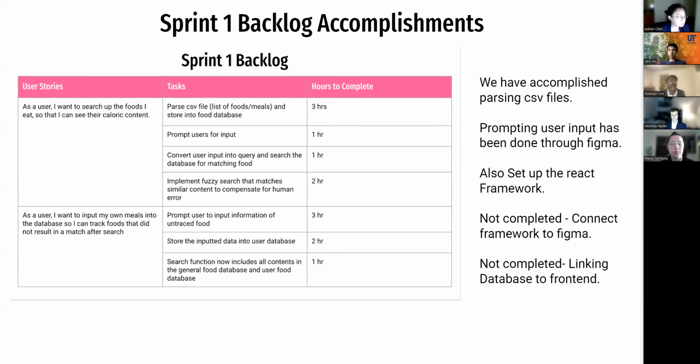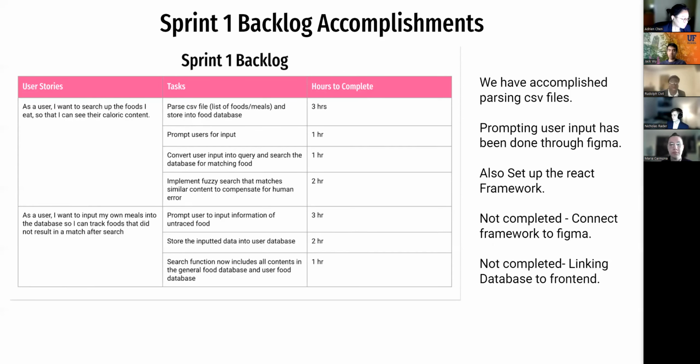And sprint backlog accomplishments. We accomplished parsing the CSV files, where Nicholas showed you that we parsed over 300,000 lines of food, which takes a pretty long time to do. And we also worked on prompting users on their inputs. That has been done through Figma. So when we upload the Figma into the React framework, that would basically be done. We also set up the React framework.